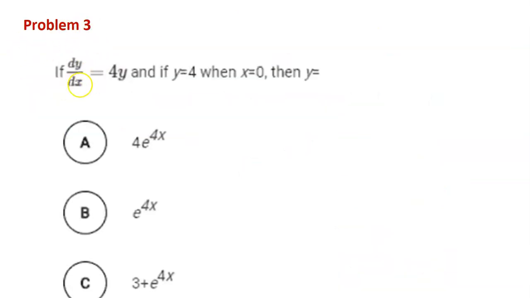Problem 3. If dy dx equals 4y, and if y equals 4 when x equals 0, then y equals which of these? Well, this is that shortcut again. We have dy dx is equal to k times y. So we automatically know the solution will be y equals d times e to the kx power. And because of the 4 right there, we know that k is 4. So we have y is equal to d times e to the 4x power.